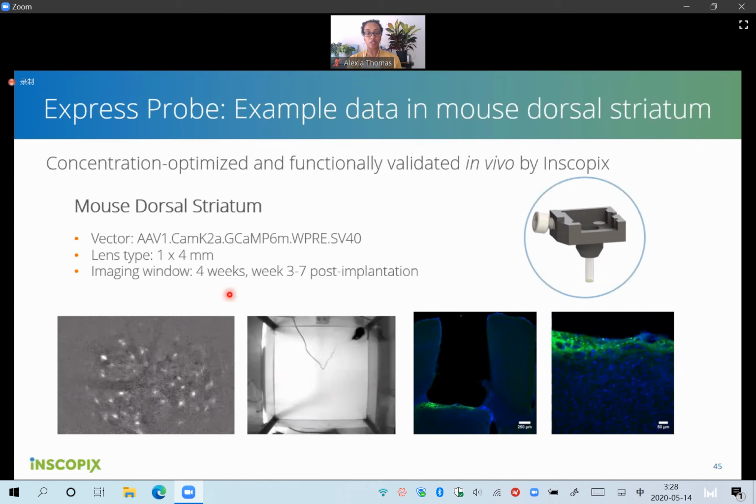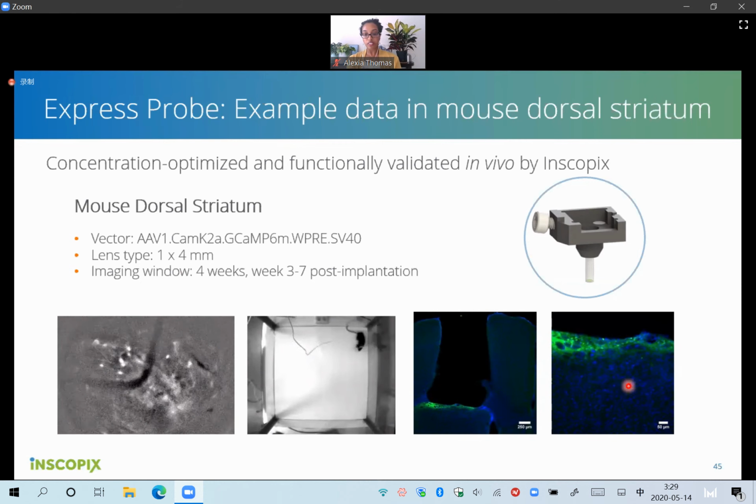And we always give you the window of imaging. If you can image at the minimum for 4 weeks, you can start imaging from the 3rd week all the way to the 7th week post-implantation. You can see on the left the recording, in this case, from about 6 weeks post-implantation and the corresponding animal behaving here. And in these last 2 panels, at the end of the validation stage, if we do histology, you can see the lens track here. And if we look at the magnified component, this is a histology that has DAPI staining, as well as the GCaMP in green here.